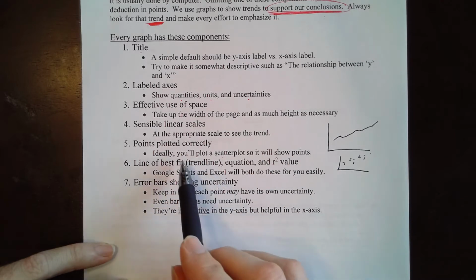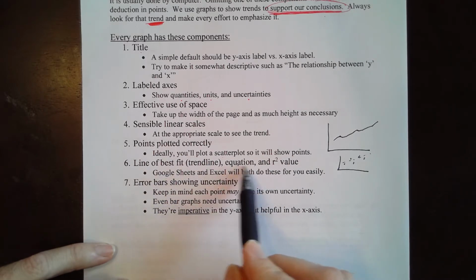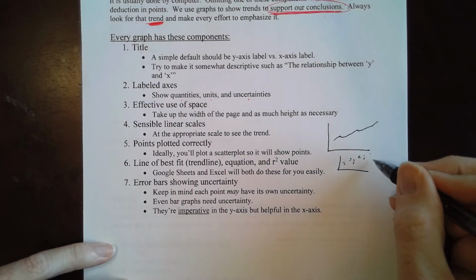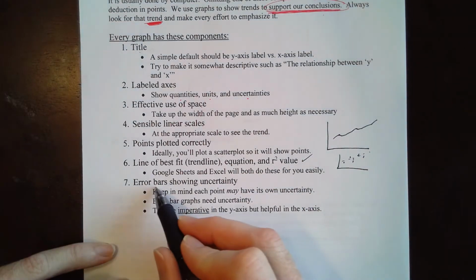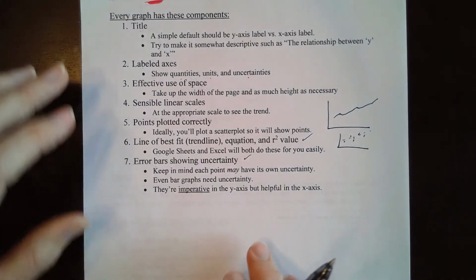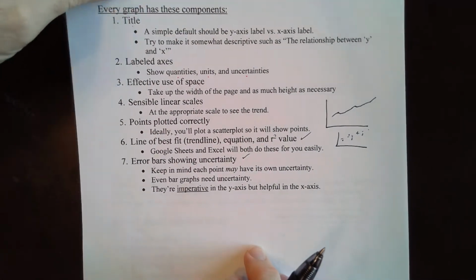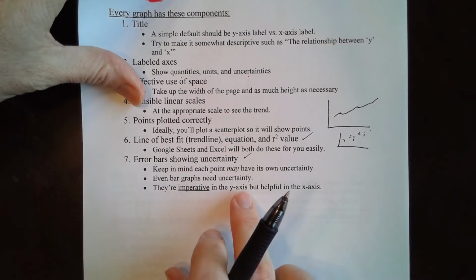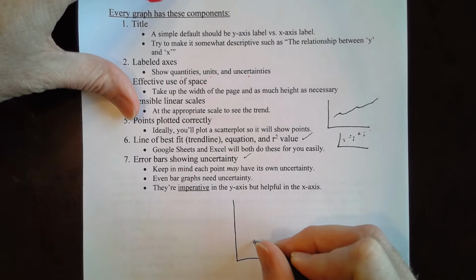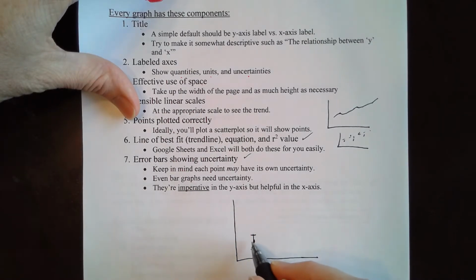When you do that, your computer will actually allow you to add an equation to that trend line and an R-squared value. That's going to be important, okay? And then the error bar showing the uncertainty is going to be important. Now there's an extra lesson on how to do that, so I'll let you know. All right, so it's imperative to do on the y-axis, but helpful on the x-axis. What I mean by that is we need this one right here, but helpful if you do this one, okay?